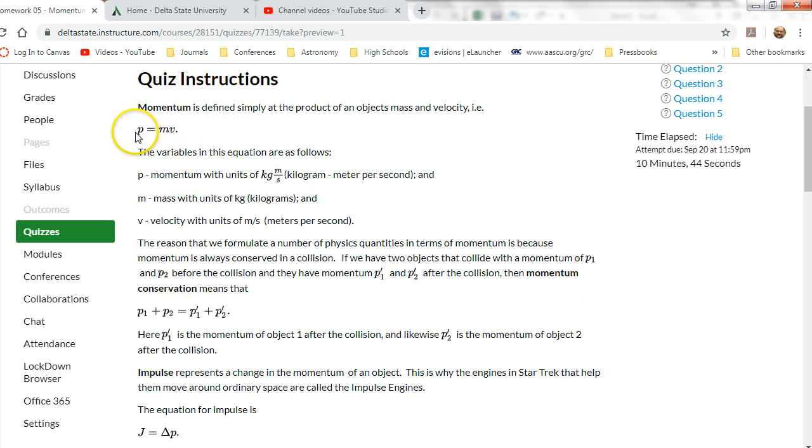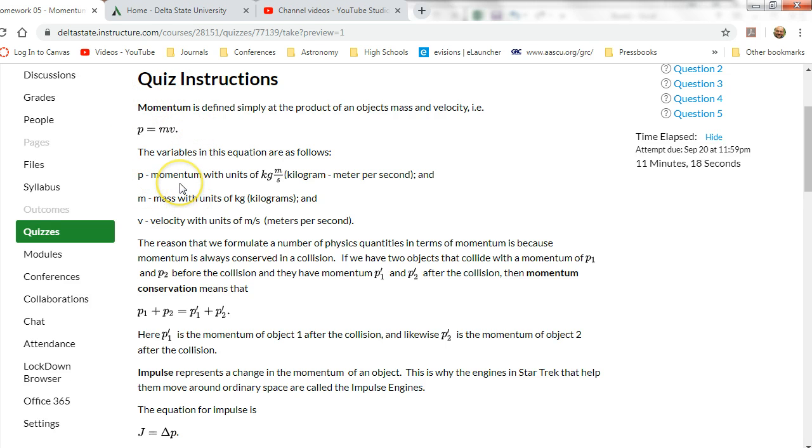Momentum is nothing other than the product of mass and velocity, right? So mass times velocity gives you momentum. Because of this, momentum, just like velocity, has a direction. So you can have two different momentums in opposite directions that add to zero, because one is headed one way, the other is headed the other way. They can add to zero, or they can add to something else. So momentum is the product of mass times velocity.